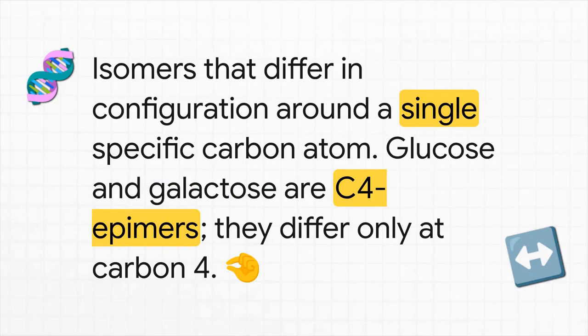But wait, the differences can be even tinier. Meet epimers. These are isomers that are almost identical except for the arrangement around one single carbon atom. Take a look at glucose and galactose. They're practically twins, but that hydroxyl group on carbon number 4 is flipped. You might think, so what? But that tiny little flip has huge consequences. The genetic disease galactosemia is caused by the body being unable to make that one simple chemical flip.